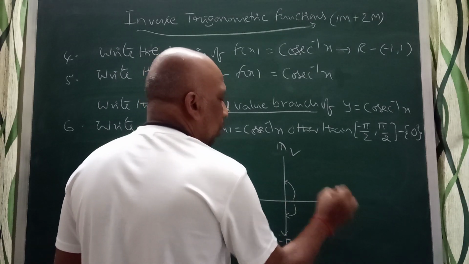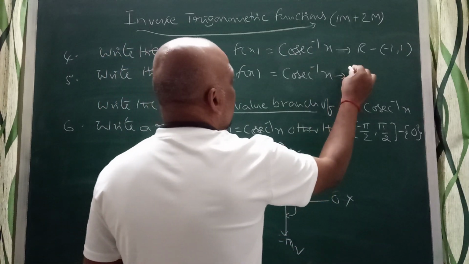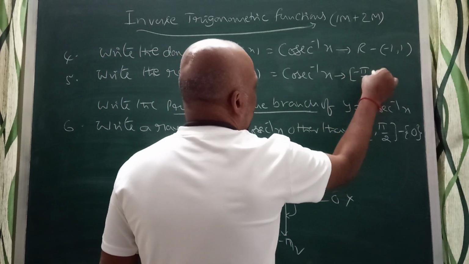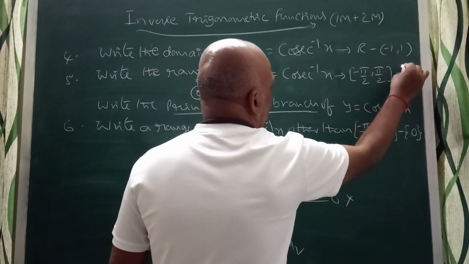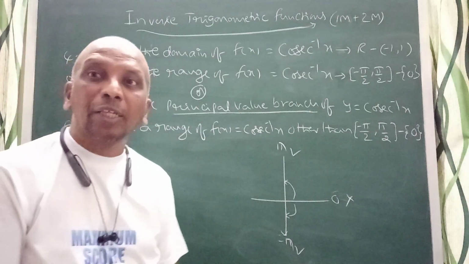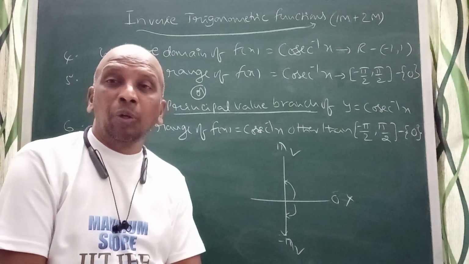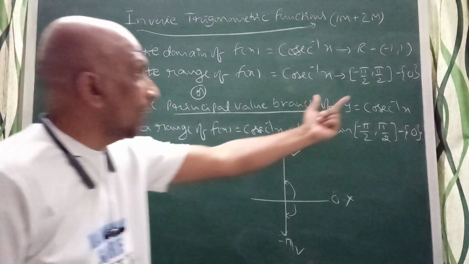I can't consider 0. So I can write here the range of this is minus pi by 2 to pi by 2, excluding 0, right? At 0 I can't define it. Sin 0 is 0, and cosecant of 0 doesn't exist. That's why I should avoid that.